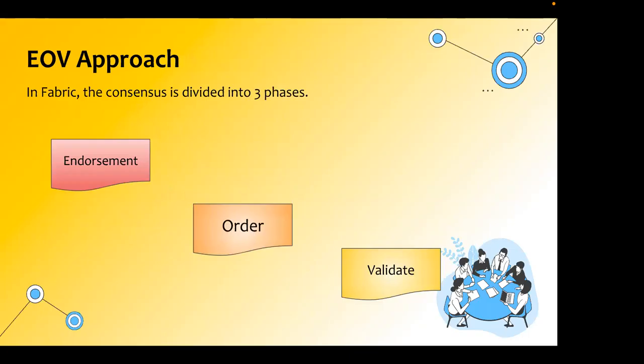So the very first thing is the EOV approach. Basically, in Hyperledger Fabric, the consensus is divided into three phases. It is not like if you just do the endorsement, your consensus is completed. Especially in Fabric, our consensus will start from endorsement, ordering, and then validate. I will discuss how each individual process works. The very first thing is endorsement, right?